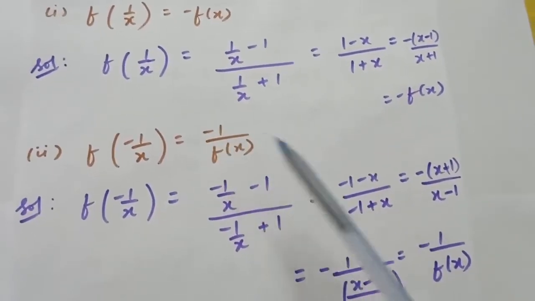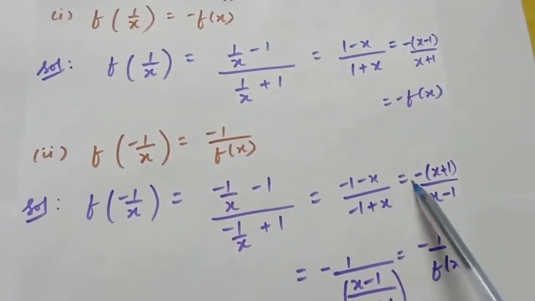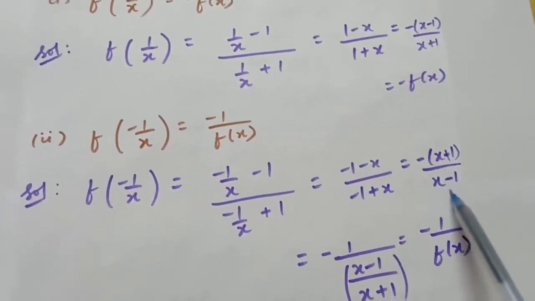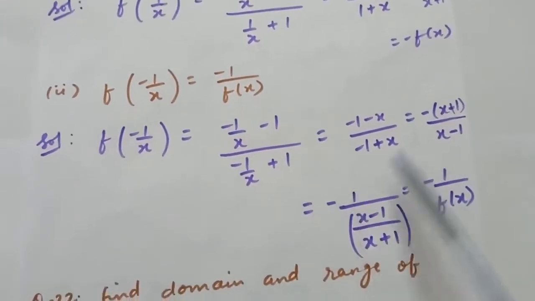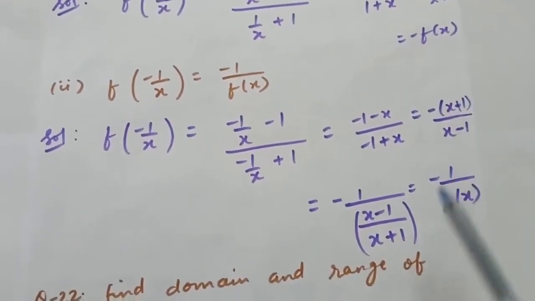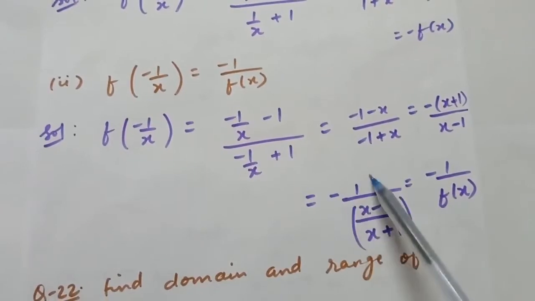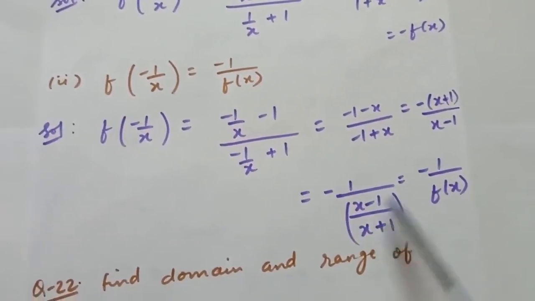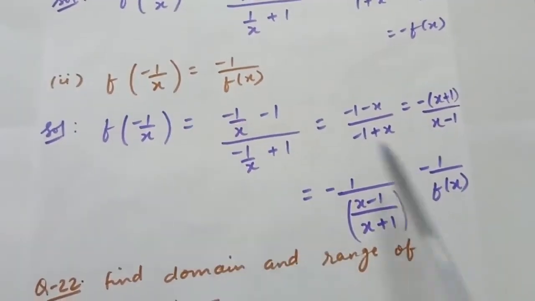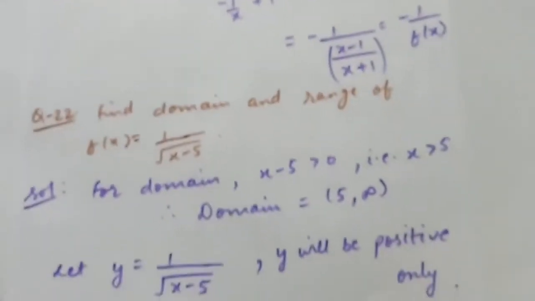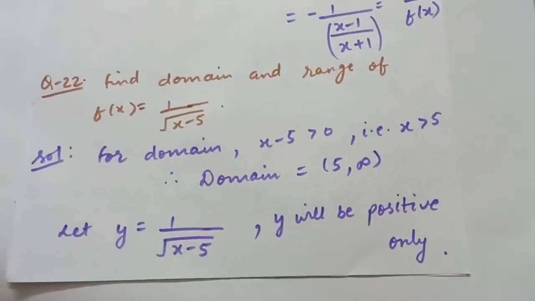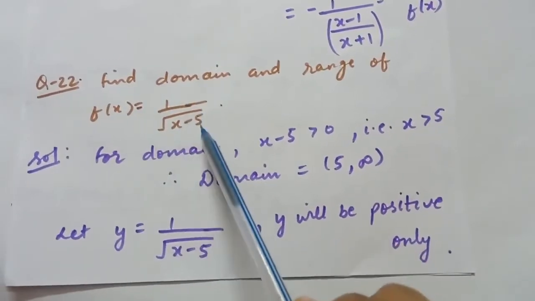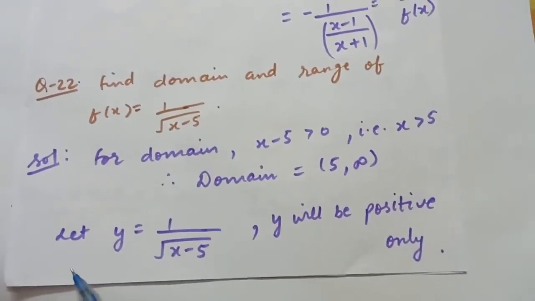So basically we have to take minus common. Taking minus common from here, you will get x plus 1 upon, same as it is, x minus 1. Now minus 1, taking this x plus 1 in the denominator. So minus 1 upon x minus 1 upon x plus 1. This is nothing but fx. So this is equal to this. Clear?